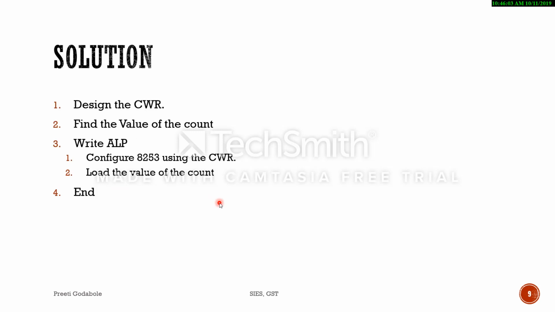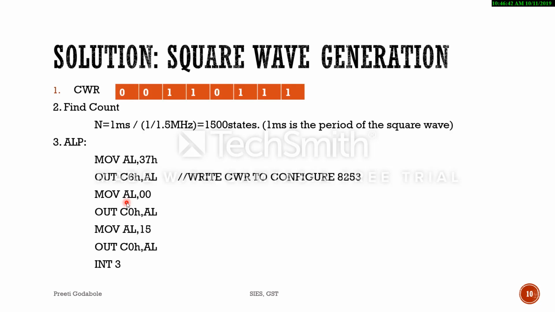Now we can scaffold the solution by listing out the steps which we need to follow. The first step is design the CWR, then find the value of the count that needs to be loaded to the counter, then we write the ALP. When we are writing the ALP, the first and foremost step is configure 8253 using the CWR, which we have designed as part of step 1, then load the value of the count which has been determined as part of step 2. The solution can be scaffolded into so many steps so that you can reach the solution quickly.